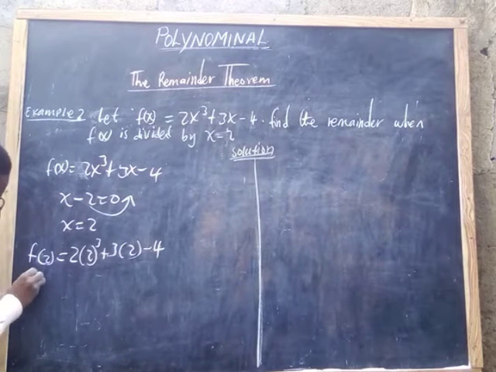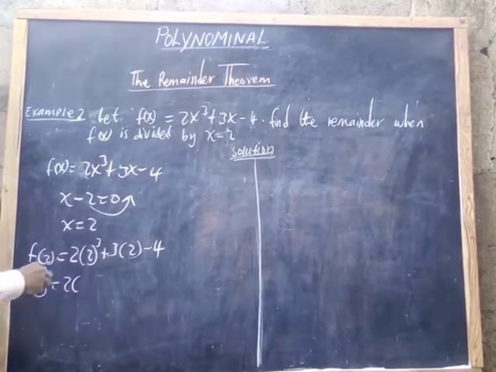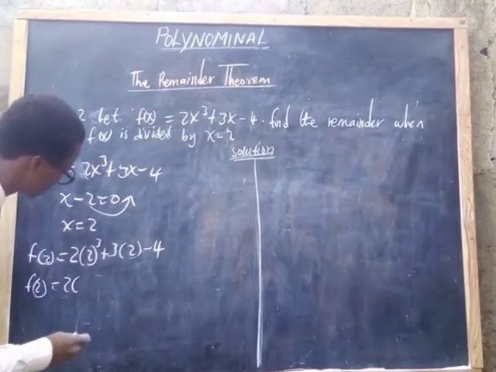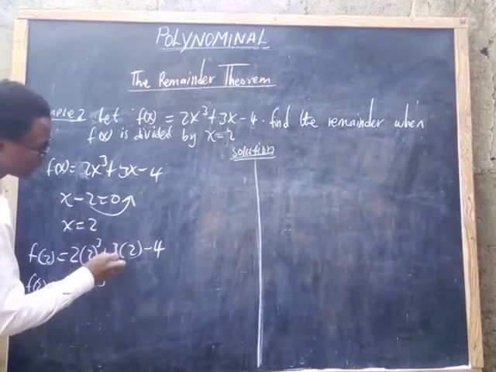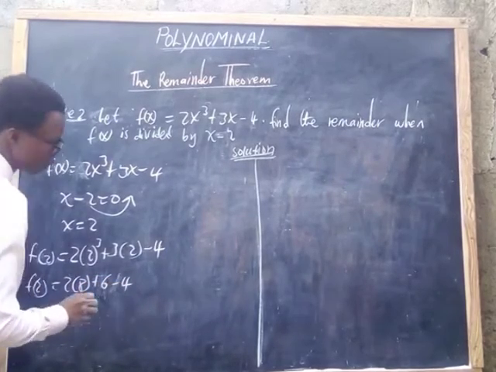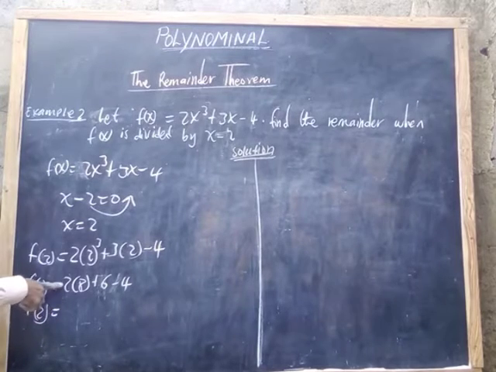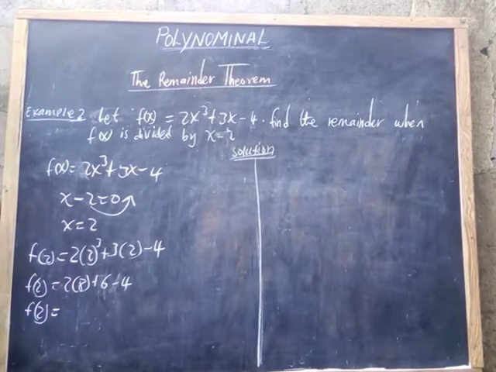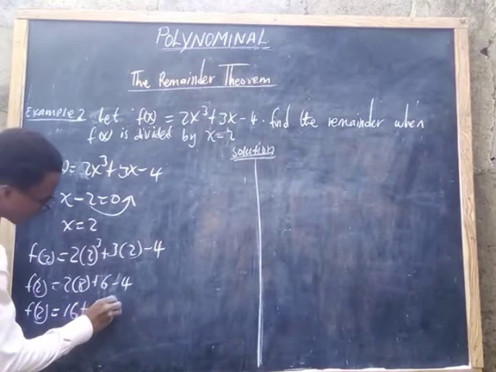So say f of 2 is equals to what? 2 bracket 2 raised to the power 3 is how many? 8, right? Plus 3 times 2 is equals to what? 6 minus 4. Do you see it? So f of 2 is equals to what? 2 times 8 is equals to how much? 16 plus 6 minus 4.